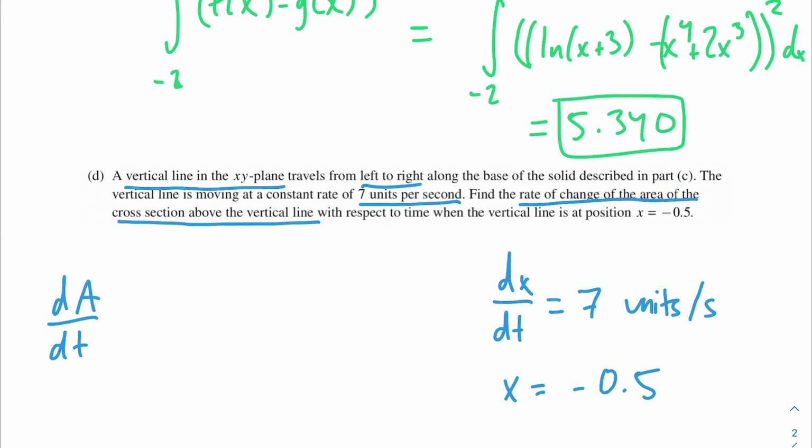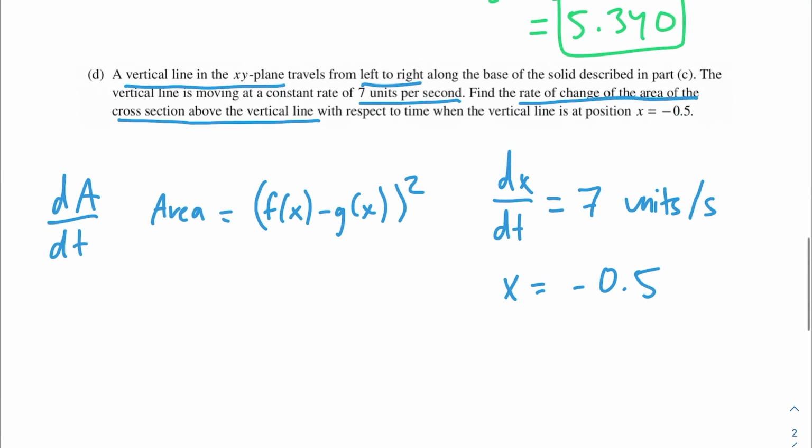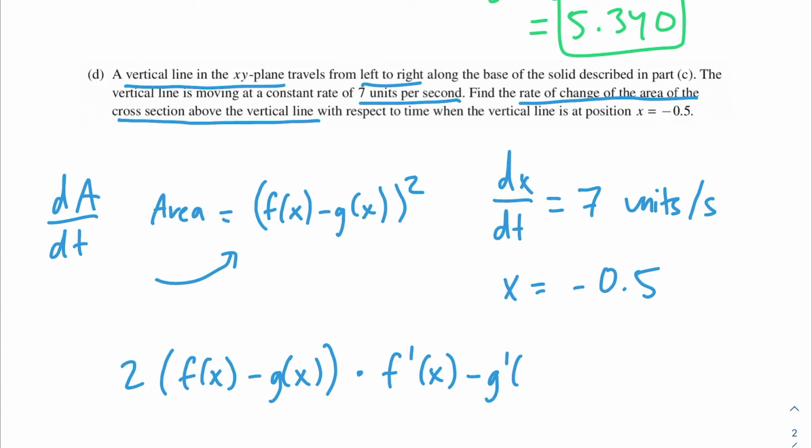So we can use that same concept we used in the last problem, that the area of our cross-sections is equal to (f minus g of x) squared. We can use that and apply some related rates to find dA/dt. Basically what we're trying to find is the derivative of our area with respect to time. So let's take the derivative of our area. We would put that 2 down, so now we have 2 times (f of x minus g of x). Since this is the chain rule, we're also going to multiply this by the derivative of f of x minus the derivative of g of x. Then don't forget your dx/dt. So now we have dA/dt, and we've now related our area to time.